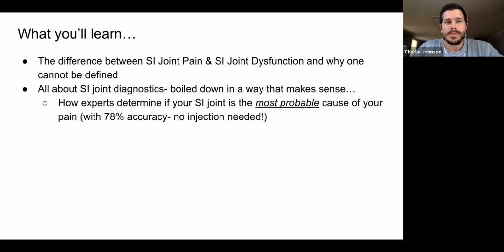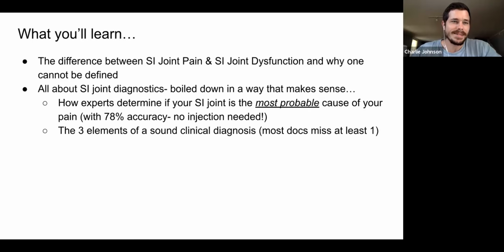And specifically to help you do this, we're going to talk about how experts determine if your SI joint is the most probable. I underline that. There's a nugget there to be had. We'll talk about that in a moment. But the most probable cause of your pain with 78% accuracy, no injection needed. So lots of times we recommend an SI joint injection to figure out if that's the likely source of your symptoms. And with what you're going to see today, you really don't need that, all right?